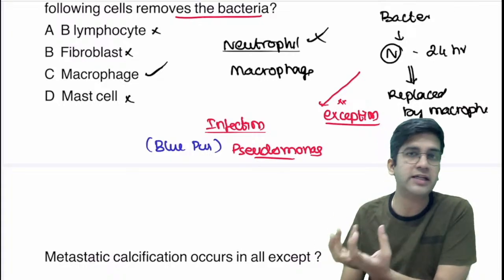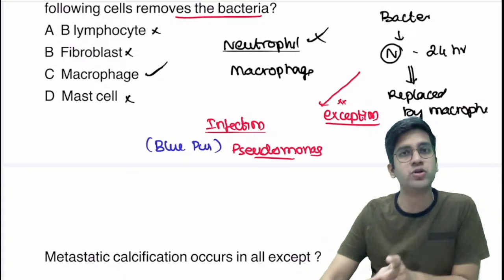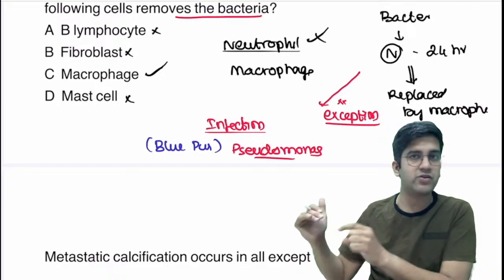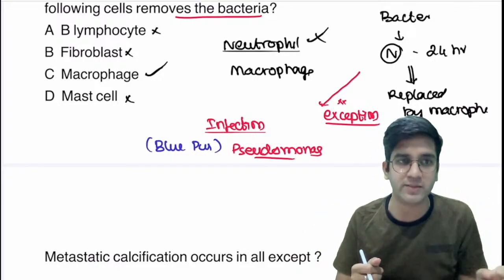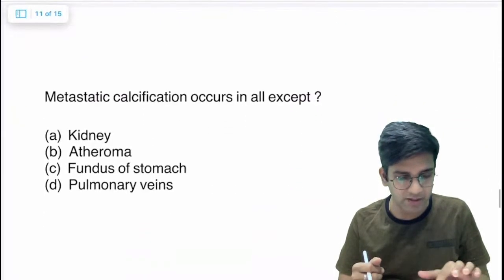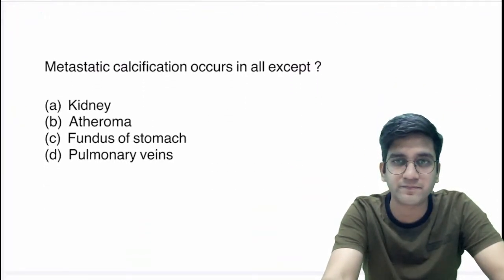Pus is predominantly your neutrophils. It will always be pus, purulent exudate, because in Pseudomonas, neutrophils will not be replaced. Macrophages will never come into Pseudomonas, right? Just remember this. If any exceptions are asked, they are all MCQ pointers, fine? Okay. Again, a simple question. Read through the options carefully and tell me the right answer.